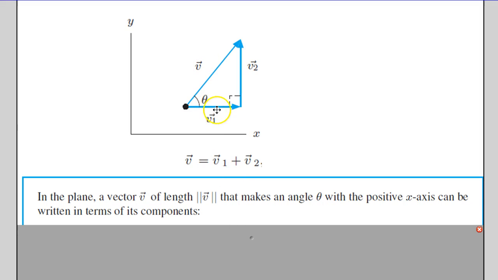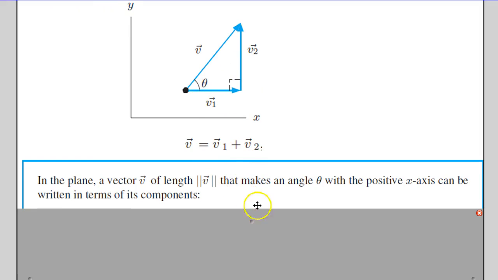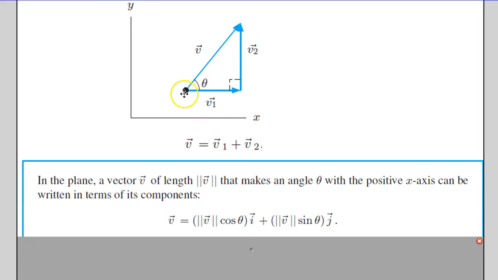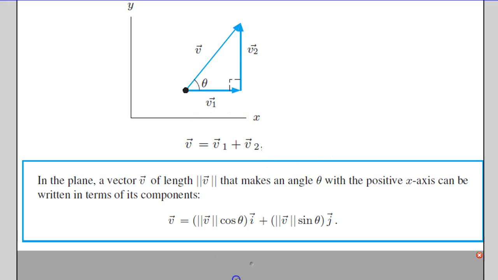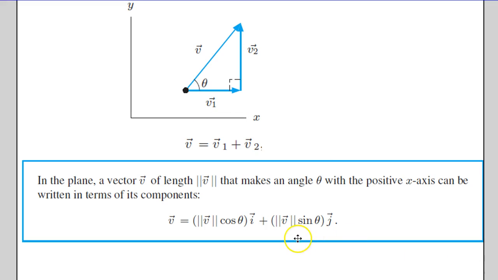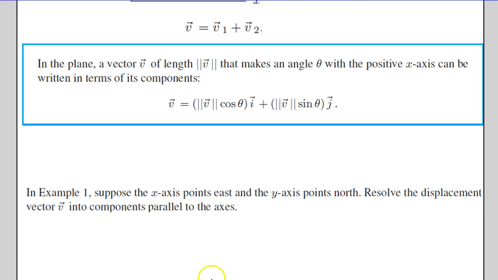If I know what V is, I can determine V1 and V2 because of the magnitude. This is the right side of a right triangle, so this length can be found as the length of the hypotenuse times the cosine of the angle formed, and this can be found by the length of the hypotenuse times the sine of the angle. Okay, and so this is how we end up with our values for V1 and V2. Okay, very simple. We'll do more in the GEA.